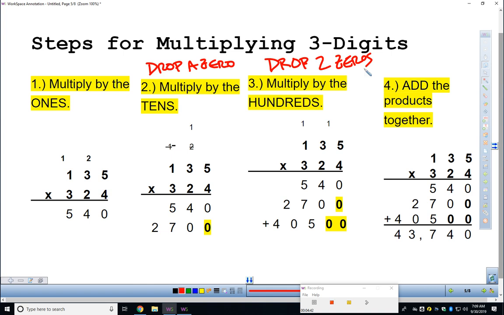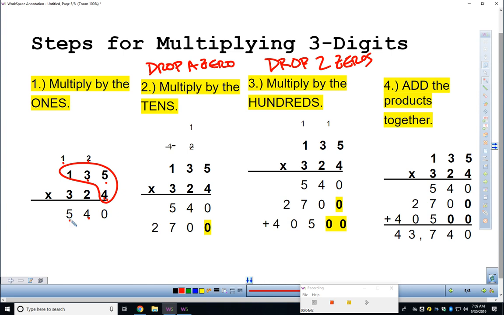4 times 5 gives me 20, here's my 0. Here's my 2. 4 times 3 is 12, plus 2 is 14. Here's my 4, carry my 1. 4 times 1 is 4, plus 1 is 5.